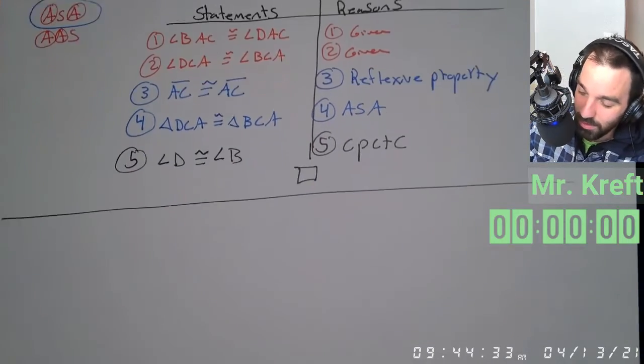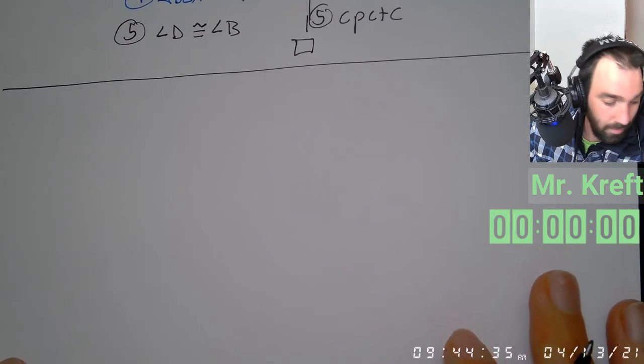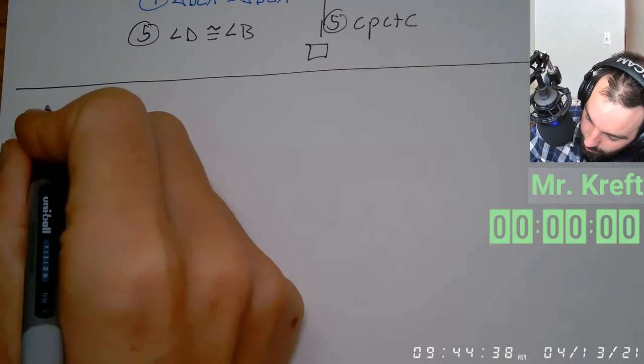All right, we got one more. We can squeeze in one more. So here's our last one. We're going to do another bow tie problem.